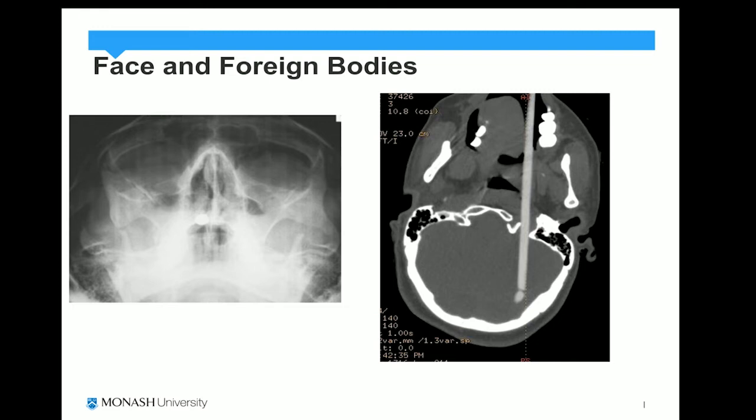So here we have an image of the eye on a plain image, and you can see there's a number of fractures there. On a CT scan, a foreign body, and this is a patient with a foreign object that was actually accidentally pushed through the nose and it went through into the brain. Chopstick injury.